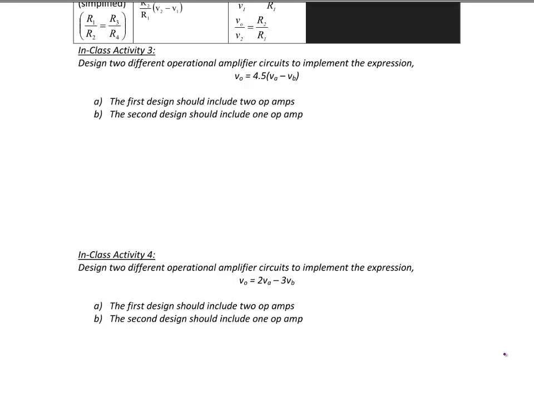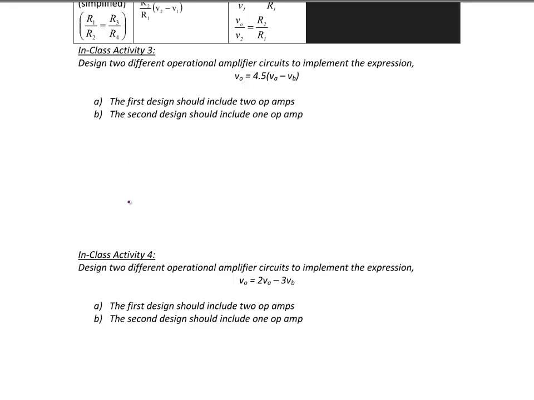So for in-class activity 3, we're going to design two different operational amplifier circuits to implement the expression VO equals 4.5 times (VA minus VB). Now, since we have two inputs, we know our two choices. One is going to have to be a summing amplifier, and the other one would have to be a difference amplifier. Let's do the difference amplifier first, since that's what we just studied.